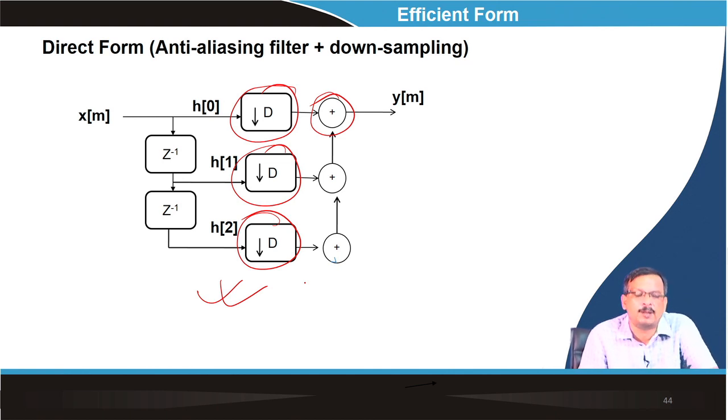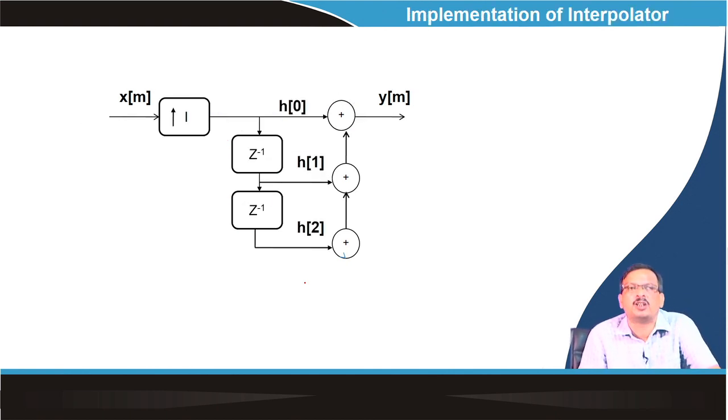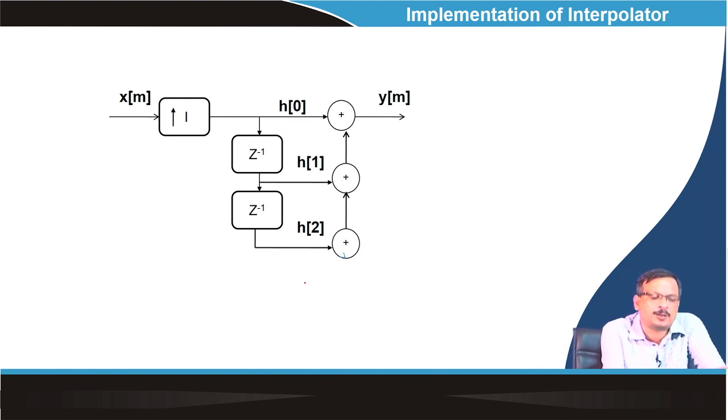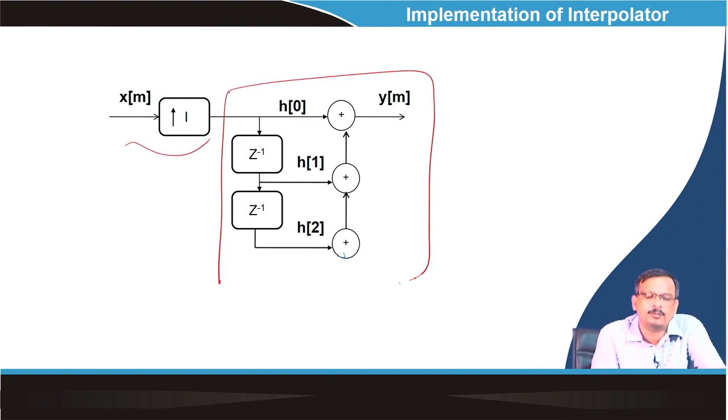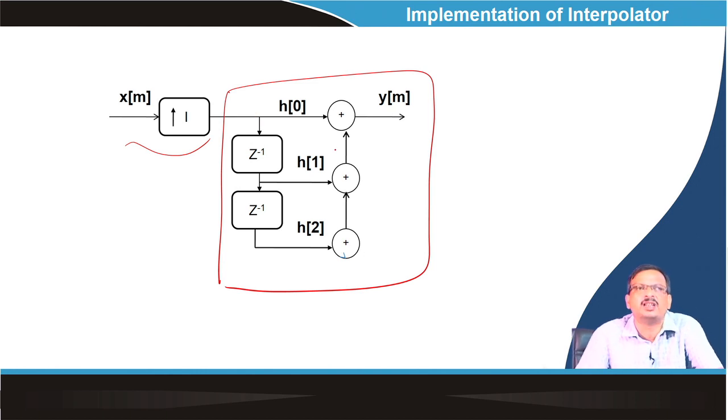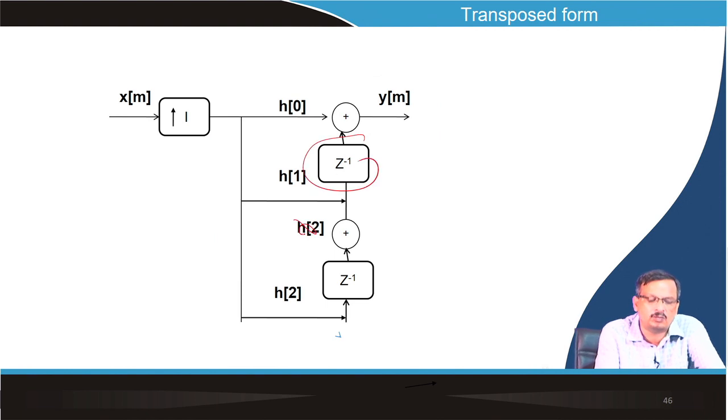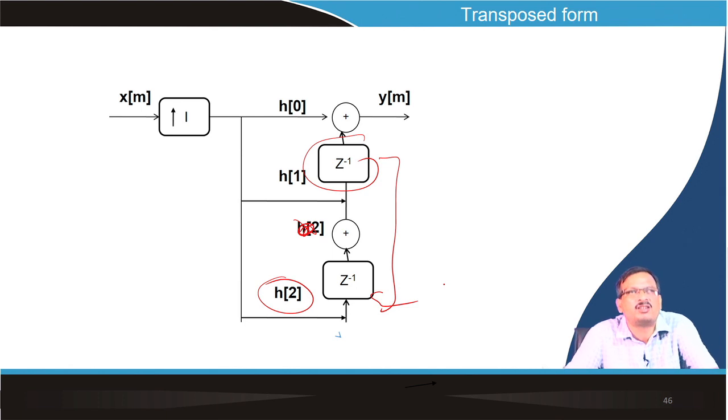Similarly, for interpolation or upsampling, the upsampling is followed by a filter. The filter can again be implemented using a direct form structure. It is nothing but h0, z to the power minus 1, so delayed and then multiplied and summed. Instead of putting the z here, I can put the z here also. So this is not there, this will be there. This is called the transpose form of that implementation.